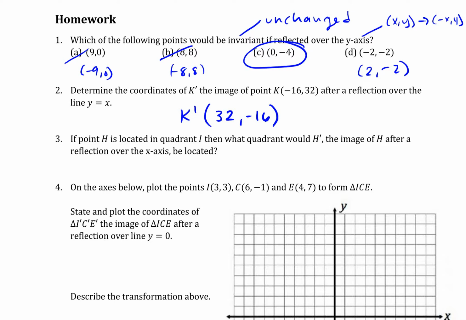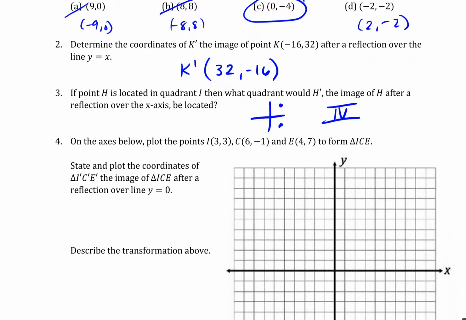For number 3, it says, if point H is located in quadrant 1, then in what quadrant would H prime, the image of H after the reflection over the x-axis, be located? If I reflect something that's in quadrant 1 over the x-axis, it's going to be down here in quadrant 4. Doesn't matter where in quadrant 1 it is, it's still going to go into quadrant 4.